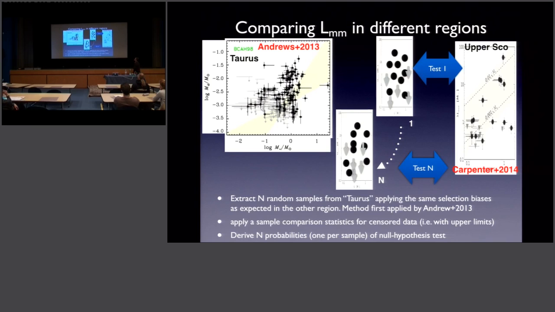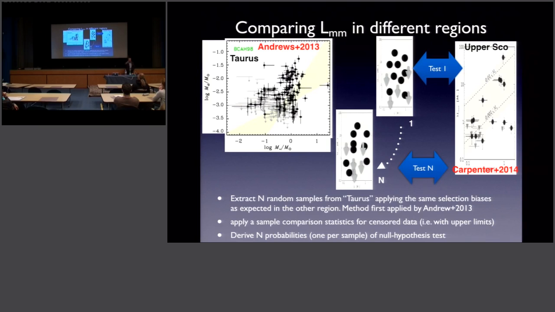So what they did essentially was to extract randomly 10 to the 5, I believe, which is a fairly large number of samples that are drawn from the properties of the Taurus sample, and have the selection criteria of this sample here. And then you can do the comparison one by one, using the statistical methods for censored data, so data with upper limits, not a simple KS test, but something a bit more complicated, to check whether the two things are compatible.